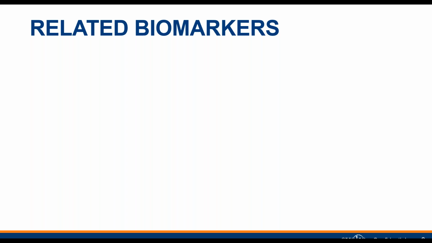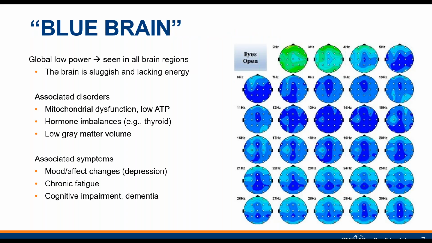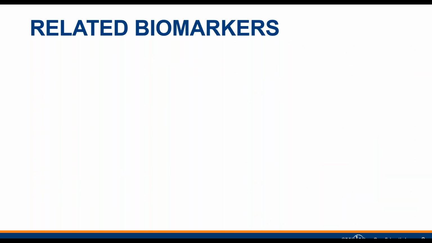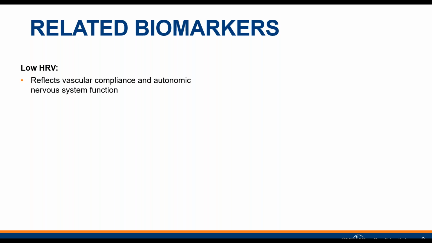So that's our clear-cut blue brain, right? It's easy to recognize. You see a sea of blue, you're thinking blue brain. But there are a couple other biomarkers that tend to go hand in hand with blue brain. Low HRV is one of them.